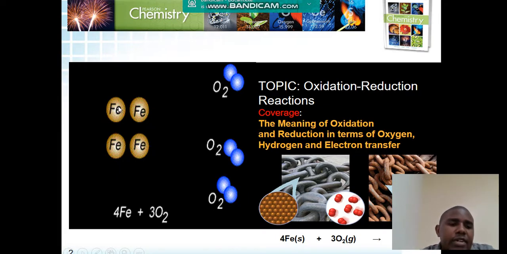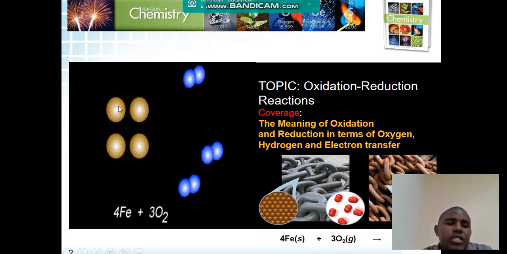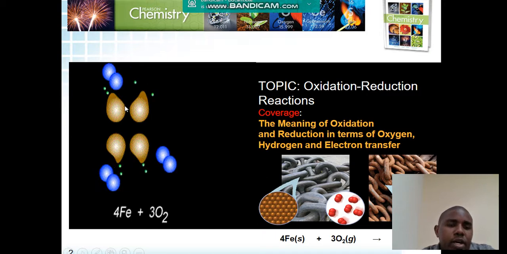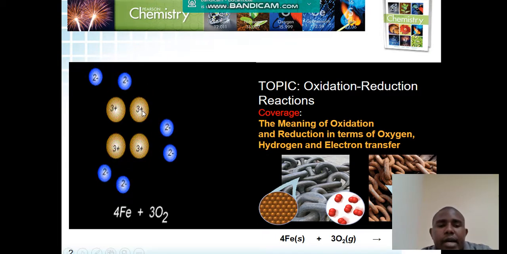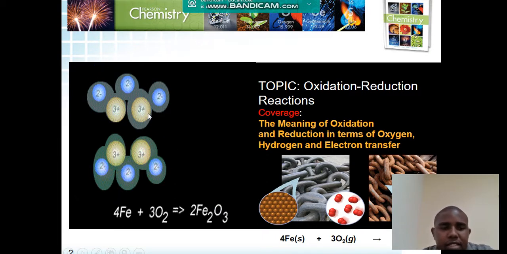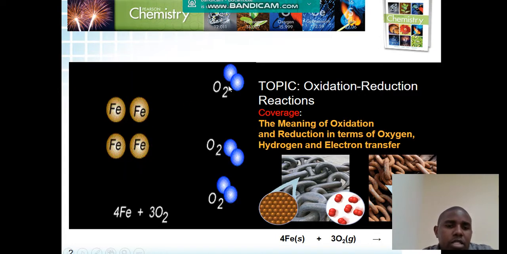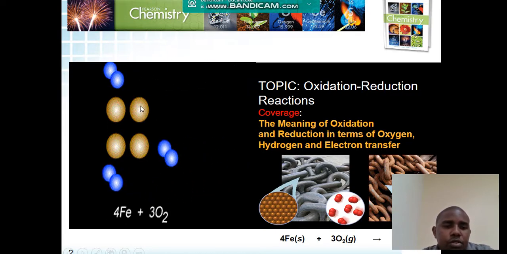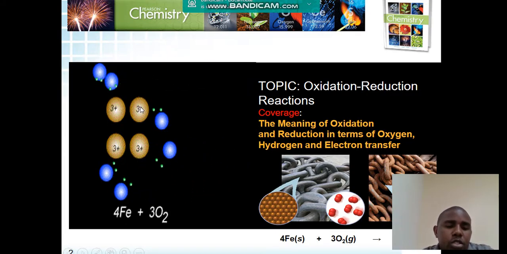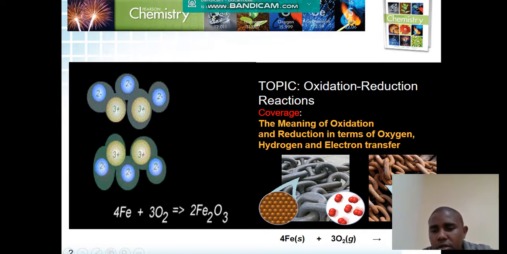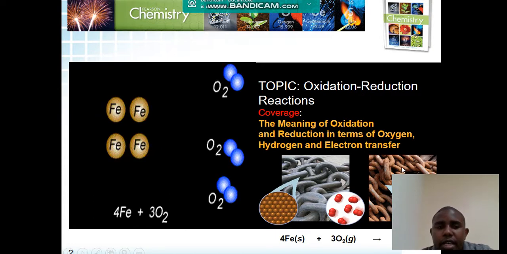Iron has a valence of 3, which means it's the combining power of iron. So iron reacts with oxygen by donating, by giving its electrons, and oxygen receives the electrons in the formation of an ionic compound which is called iron 3 oxide, which is the rusting that occurs on the surface of an iron article.